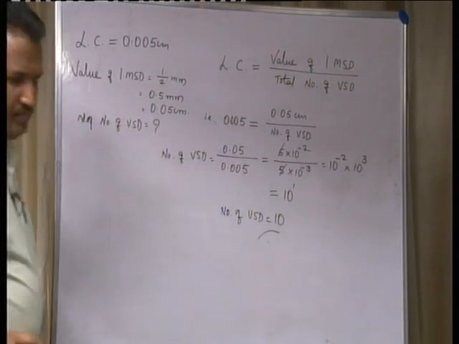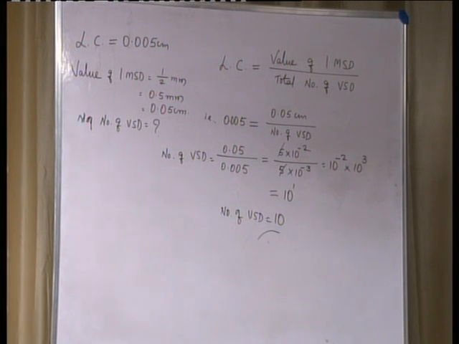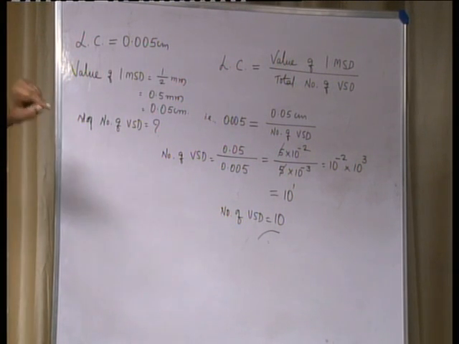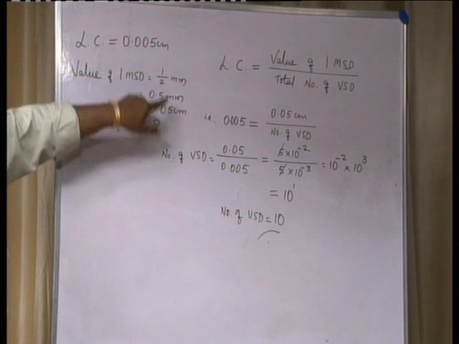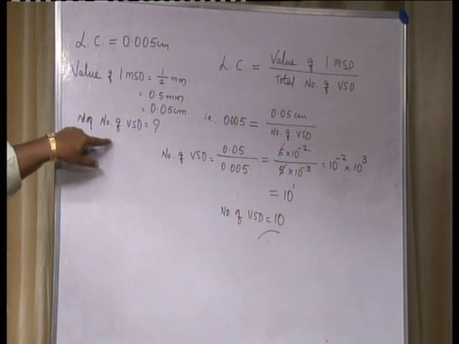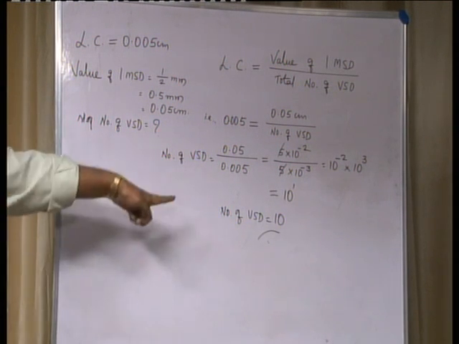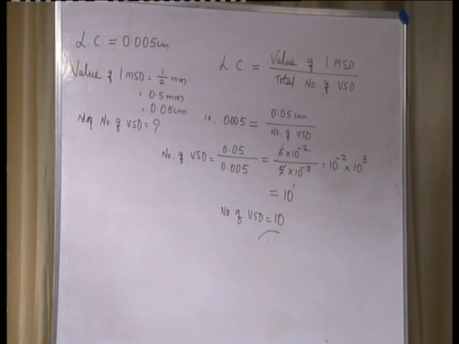This is the answer. In the question, in a given calipers the least count is 0.005 centimeter, and the main scale is divided in half mm, then how many vernier divisions are there is the question. Now, the answer is, in such a vernier calipers, the number of divisions on the vernier scale should be 10. So, number of VSD should be 10. In this way you have to write the answer for that problem. Now move on to the second problem.